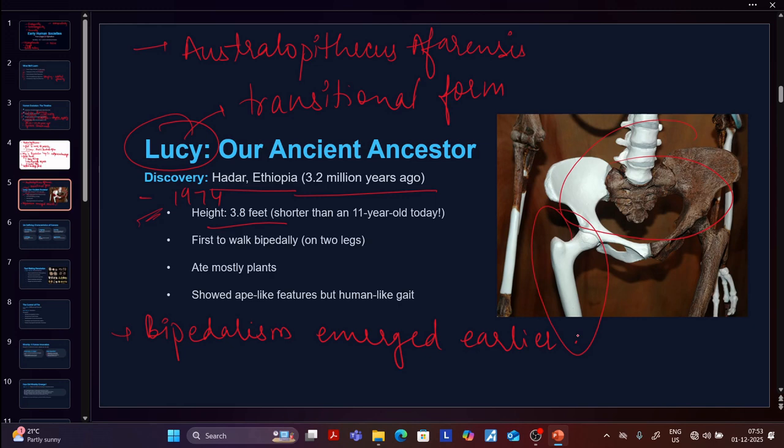Lucy lived and died alone in an African landscape 3.2 million years ago. We don't know what killed her, perhaps predation, perhaps disease, but her skeleton survived, preserved in sediment, waiting for us to tell her story millions of years later. When we hold that story, we are holding the literal bones of human history.